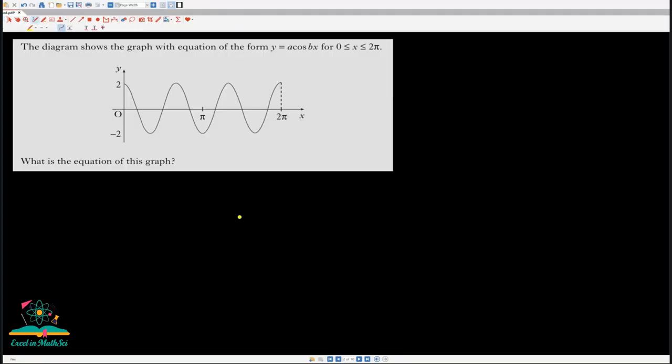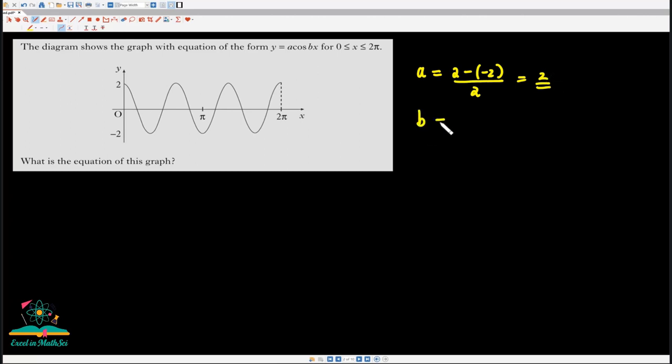So in this question we're asked, the diagram shows a graph with the equation of the form y equals a cos bx for x between 0 and 2 pi. What is the equation of this graph? Well, if you look at a, it would be (2 minus -2) divided by 2, which is 2.